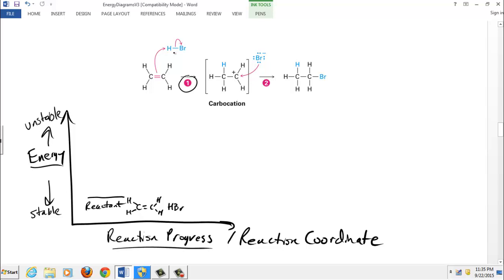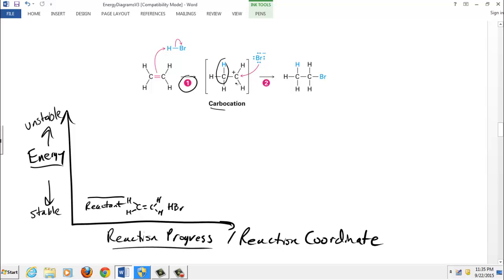Let's break the hydrogen-bromine bond, and let's break the double bond. The only new bond we're going to make is this carbon-hydrogen bond. So making bonds is favorable. It releases energy. Breaking bonds actually takes energy. So what do you think is happening in this step? Are we going to go up in energy or down in energy? Oh yeah, we're going way up in energy. We're forming something that's pretty unstable, a carbocation, charged, right?